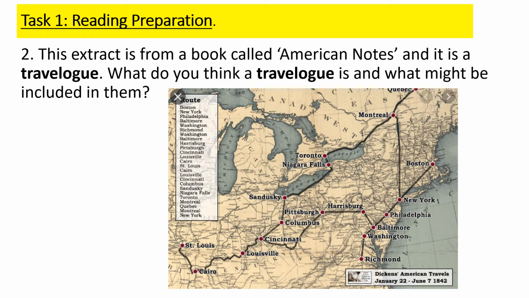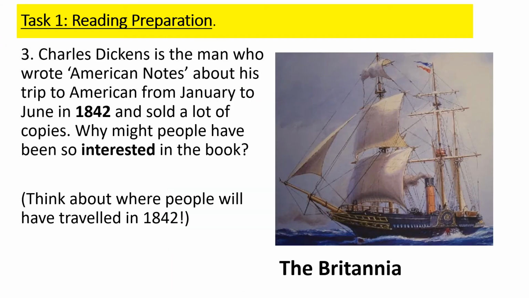The map below, I didn't make this map, but this is his journey in that year from January to June. And he went all over America. Now, you can see New York on there, and that's where our extract that you're going to read in a minute is from. And this leads into the next question I asked you, which was, why would people want to read this? Why would they want to read about his travels in 1842?